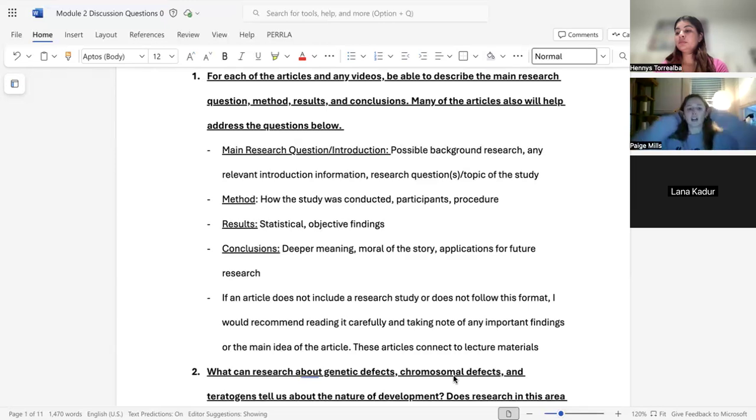I actually had a student ask me this: if the article is not about a research study or doesn't exactly follow this format, if it's missing something, don't worry about it. I would just recommend reading through it carefully and taking note of the important findings and the main idea. In my experience, she likes to include these articles because they connect to the lecture material. But moving on to question two.